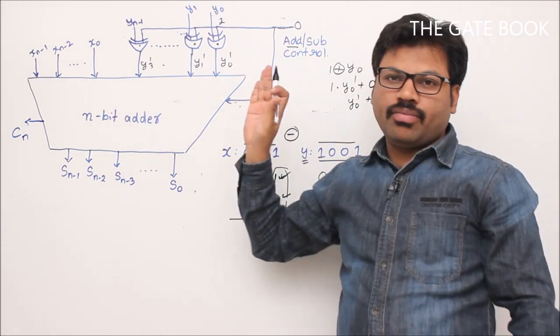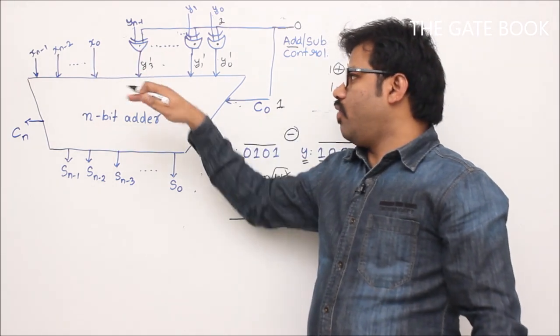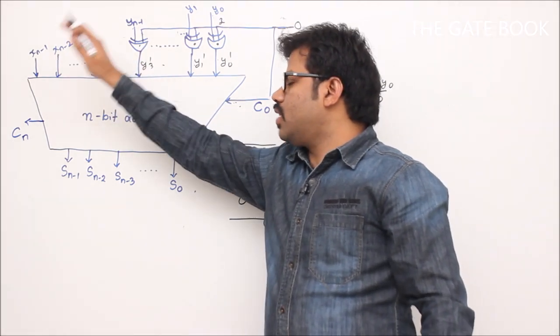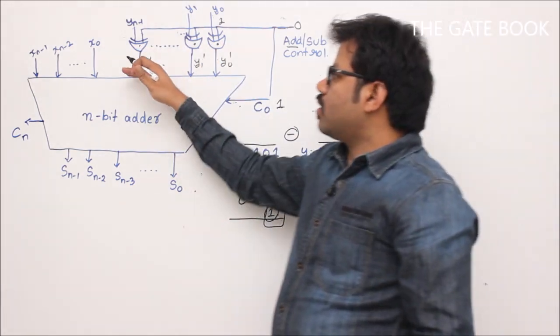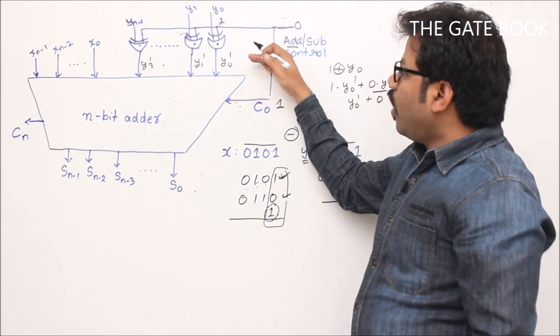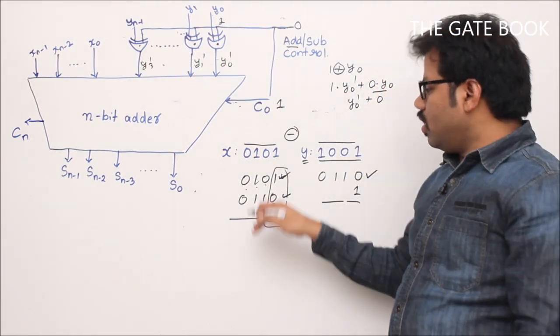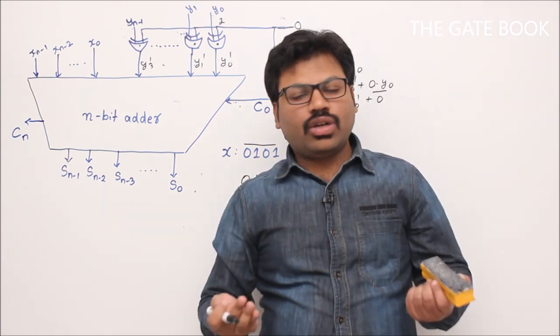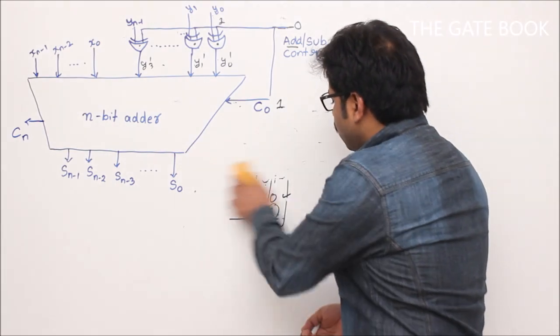I don't want to fix it as a ripple adder or anything. It's an adder. Now for this adder, the inputs we have to give properly. For addition, directly give x naught to xn minus 1, y naught to yn minus 1. For subtraction, give x naught to xn minus 1, y naught bar to yn minus 1 bar and carry 1. So it will be like doing 2's complement followed by plus 1, correct? So that is the concept of the addition subtraction machine.